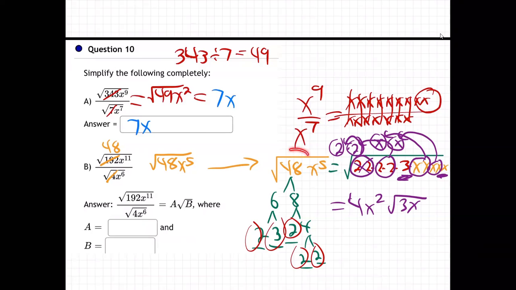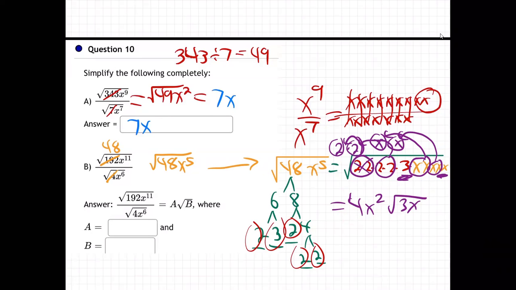So I broke down the 48x to the 5th into 4 2s and a 3 and the 5 x's, and then I just did a 2 for 1 ship out. 2 2s, 2 2s, like 4 comes out. 2 x's, 2 x's, that's x squared. We're left with a 3 and an x on the inside because there's not 2 3s and there's not 2 more x's. So the 3 and the x have to stay.